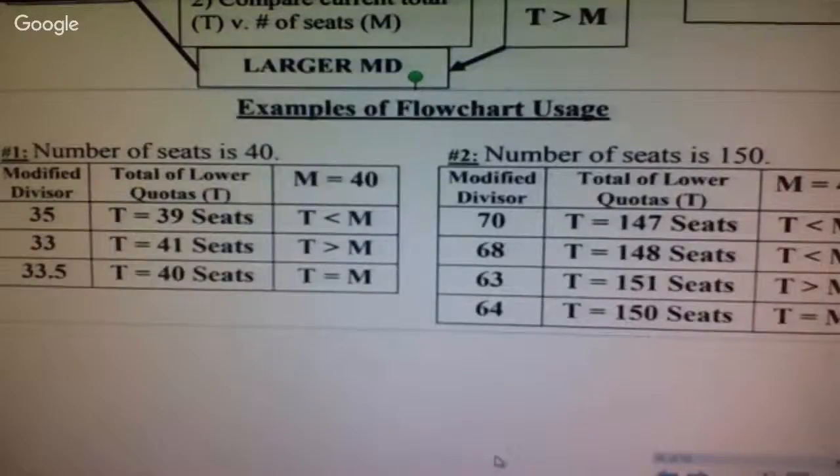Let's say right now my standard divisor is 35. When I give everybody their lower quotas, we're only at 39. I need to hit 40. So I'm too low. I need it to get bigger. Well, in order for this to get bigger, this has to go smaller. When I go down to 33, I now become too big. Well, when I need this to come down, I need this to go up.